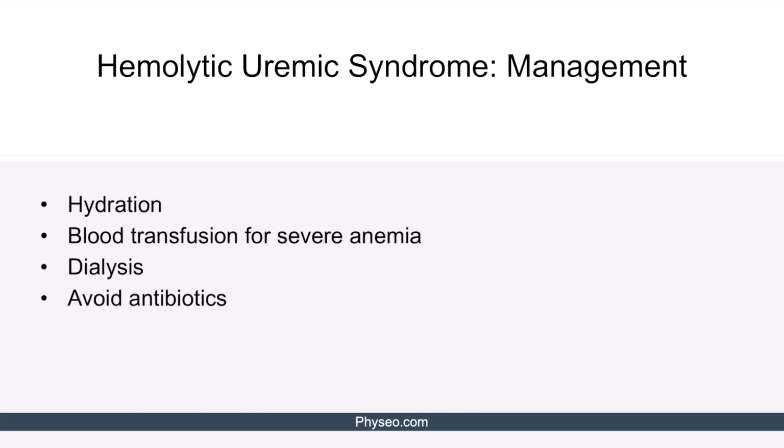Management for HUS is primarily supportive. The most important step, as with any diarrheal illness, is hydration. Blood transfusion may also be indicated if anemia is severe. If an acute kidney injury is not improving in response to hydration, dialysis may be needed.